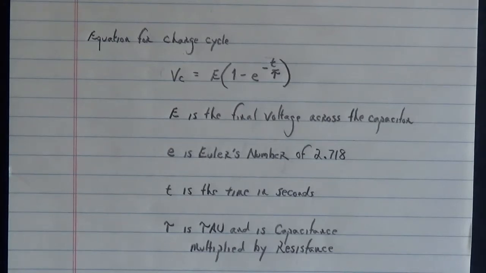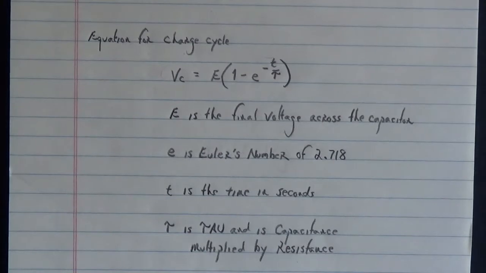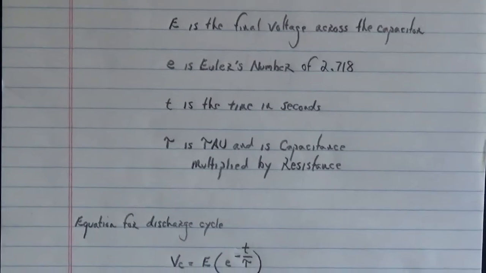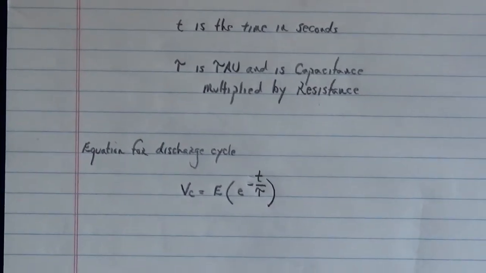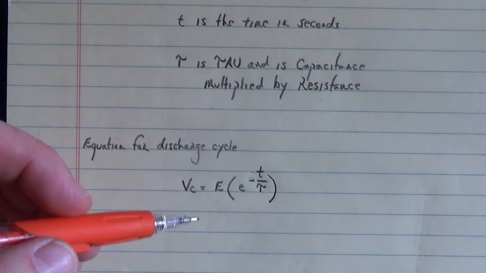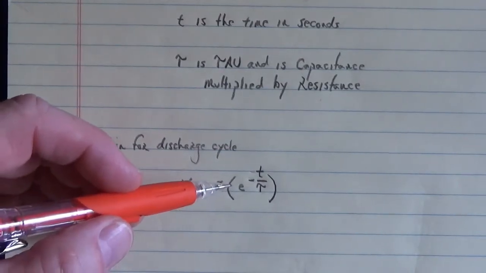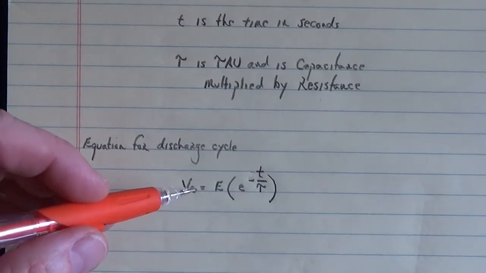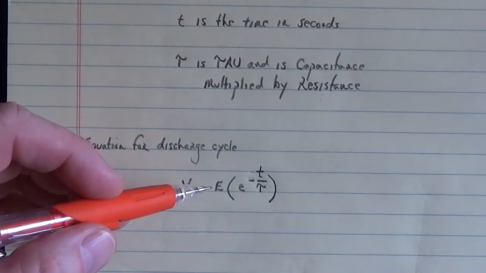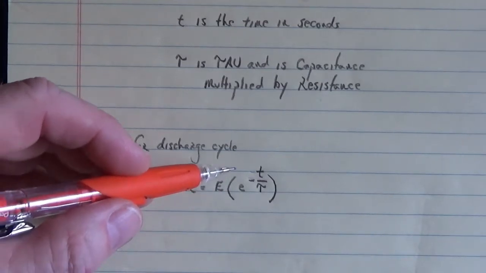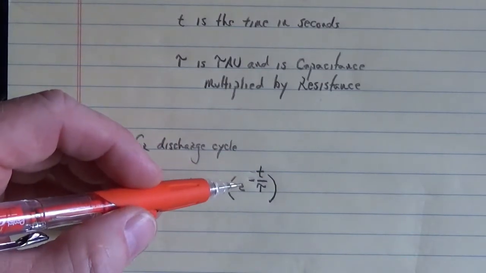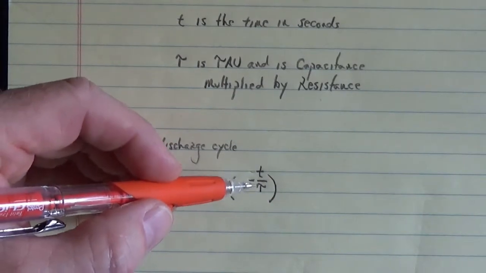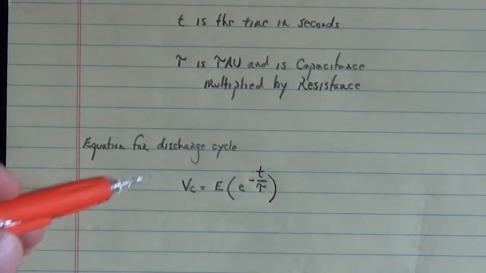Now there's a similar equation for the discharge time. Very similar. The difference being that we don't have the 1 minus here. So the voltage across the cap is equal to E in parentheses, Euler's number, little e, raised to the negative t over tau. That's for the discharge cycle.